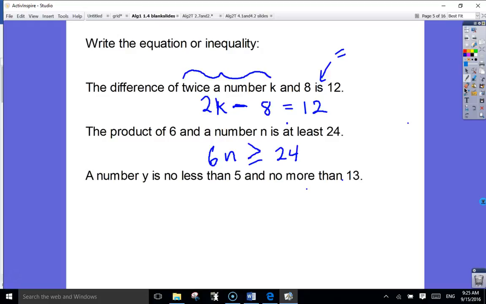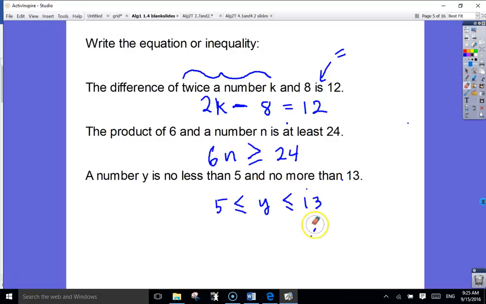The number y is no less than 5. So does that mean it's greater than 5 or less than 5? Yeah, so we write this like this. 5 is less than or equal to y, and it's no more than 13, so it's less than or equal to 13.